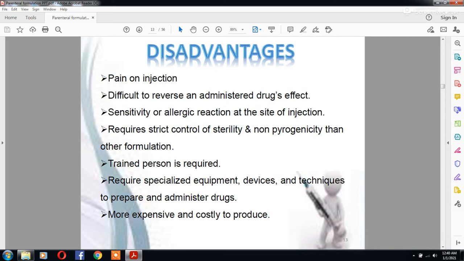A trained and technical person is required. It requires specialized equipment, devices, and techniques to prepare and administer drugs. It is more expensive and costly to produce.